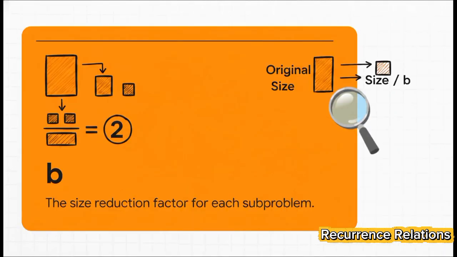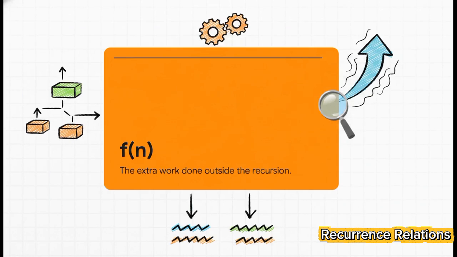Next is b. This is the factor by which we shrink the problem size in each of those calls. For merge sort, we have the input, so b was also 2. And finally, f of n. This represents the cost of all the other work, the dividing of the problem, and more importantly, the combining of the results. For merge sort, this was that linear n cost of the merge step.